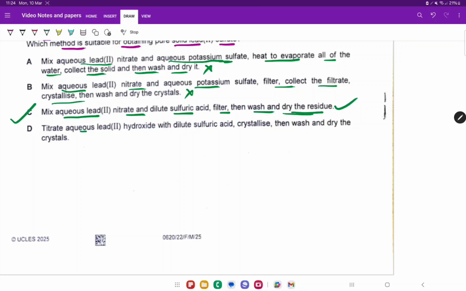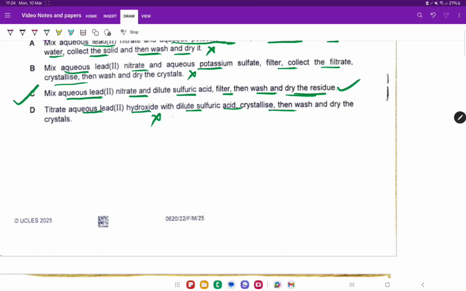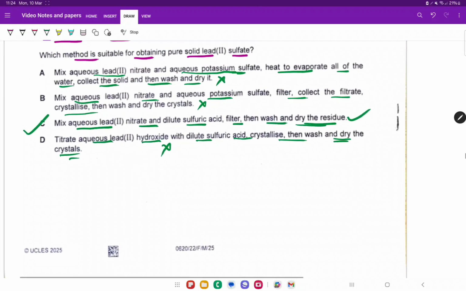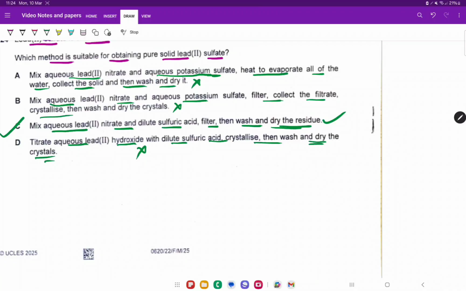Titrate aqueous lead hydroxide with dilute sulfuric acid, crystallize, and then no. When you are titrating lead hydroxide and dilute sulfuric acid, the crystals formed will not be pure lead sulfate, hence D is also wrong. Answer is C.